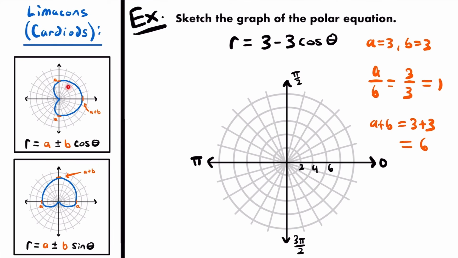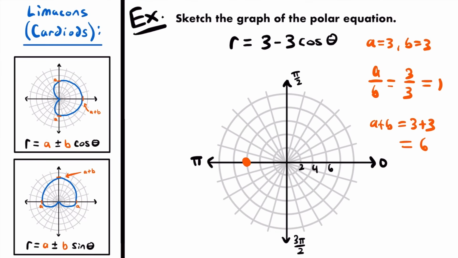Now remember, we do need to flip this graph to the other side because we have negative cosine, so this back end of our graph will be on the other side. It's going to be right here in this polar coordinate system. Okay, so right here is one point that's going to help us graph this equation.